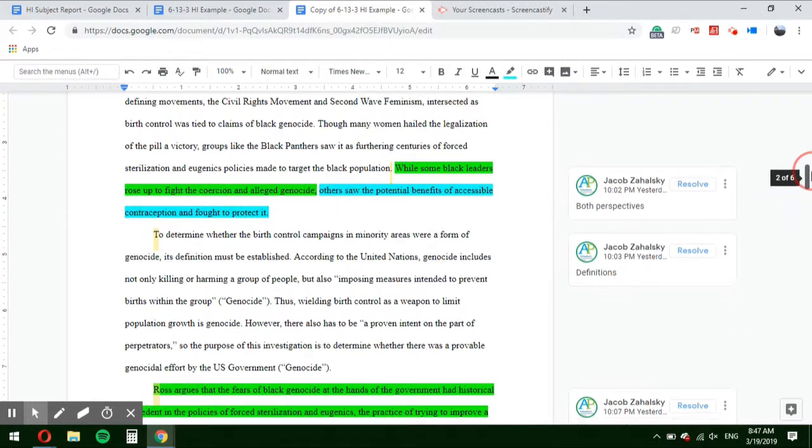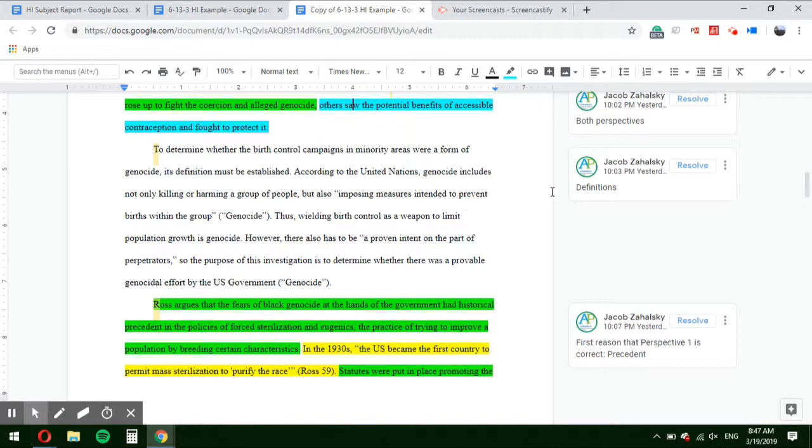Something else the student does, which is not necessary in every investigation, is they have laid out a definition of genocide. If there are some controversial or unclear terms in your question, it's important that the reader understands where you're coming from and what you're going to address. So what the student does in this paragraph is define genocide very clearly: genocide is imposing measures intended to prevent births within a group, and specifically there has to be a proven intent on the part of the perpetrators for this to be a genocide. And the student makes sure the reader understands that this is what they are going to be arguing.